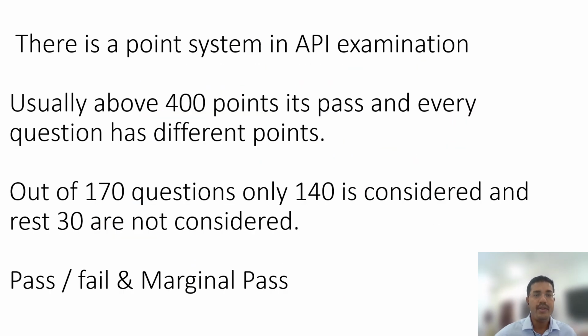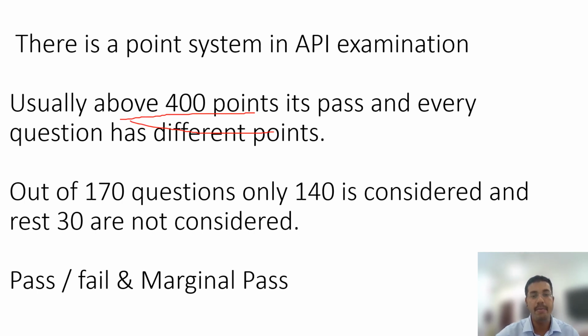So there is a point system. There are a total of 170 questions asked in API, out of which 30 questions have no marks. You don't know which 30 questions have no marks. 140 questions have marking and 30 questions don't have marks. So these 140 questions, each question carries different points. And out of those points, if you score more than 4 points, usually they say you pass.